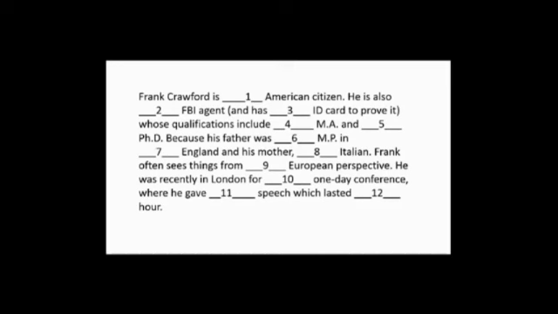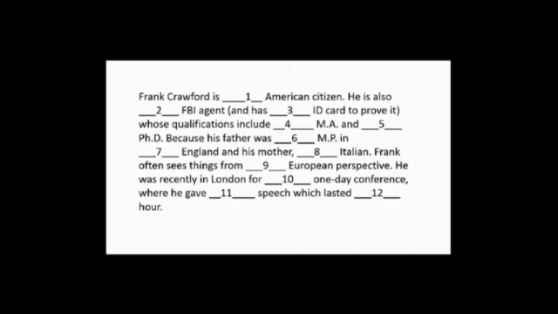The same rule applies for blank number 3: has an ID card. Same with blank number 4: whose qualifications include an MA and a PhD. Now "pee" is a consonant sound. Before that we use a, so a PhD. Because his father was an MP, same rule, in England. No article here, because England is a proper noun. And his mother, an Italian. So the "eye" sound is a vowel sound. Before that, we use an.